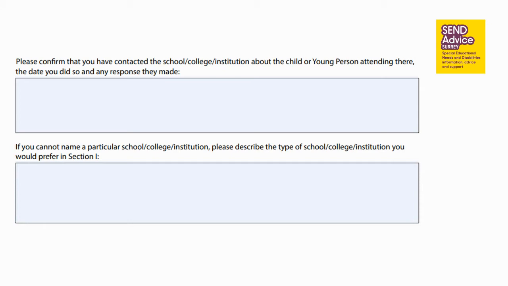If you're appealing for an independent place, you can only appeal if you have written confirmation that they can meet needs and have a place available. If you can't name a school at this stage, you need to state briefly a type you would prefer.